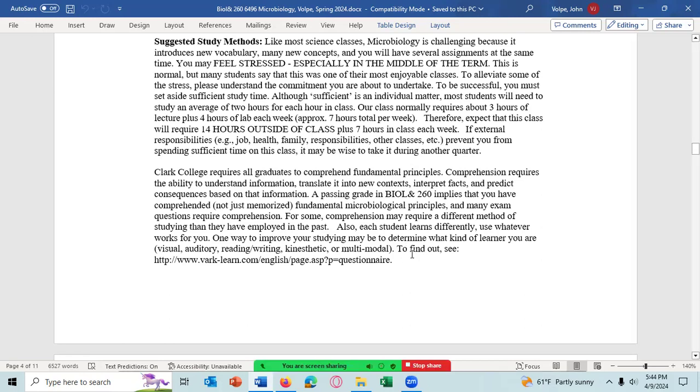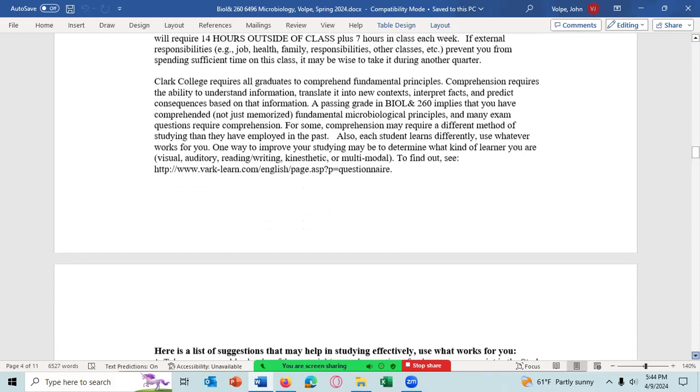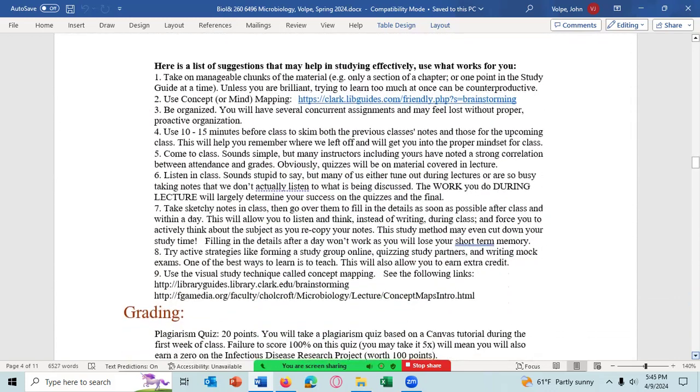One way to improve studying may be to determine what kind of learner you are. Are you a visual learner, an auditory learner, a reading/writing learner, a kinesthetic learner, or a multimodality learner? To find out, you can check your learning style by going to varklearn.com and answering the questionnaire. Here's a list of suggestions that may help you in your studying. Take on manageable chunks of material.